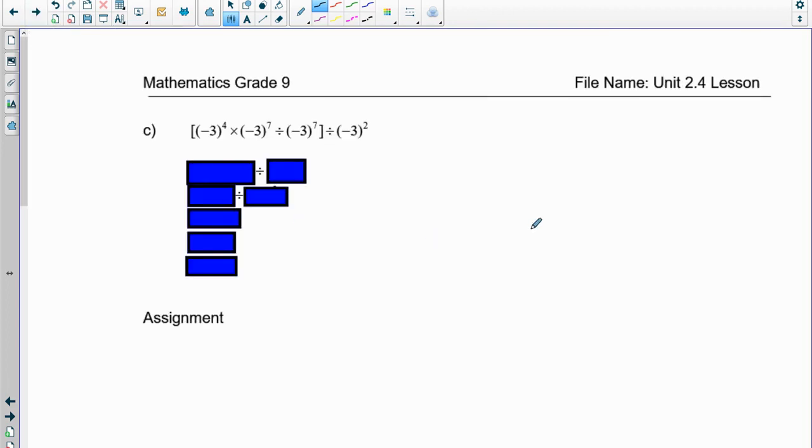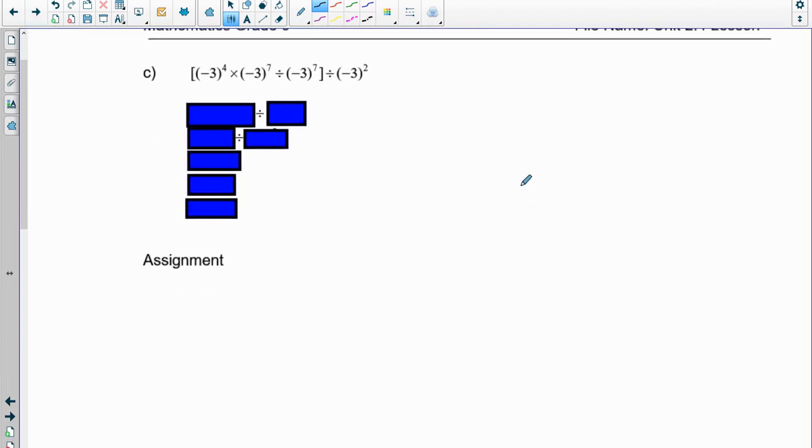All right, final one. Give this one a try. Pause the recording and do it. Okay, well, first thing I notice when I'm going through here is that I've got a set of brackets, a square bracket there, and a square bracket there. So this is all divided by this. That means that we've got a numerator and we've got a denominator.